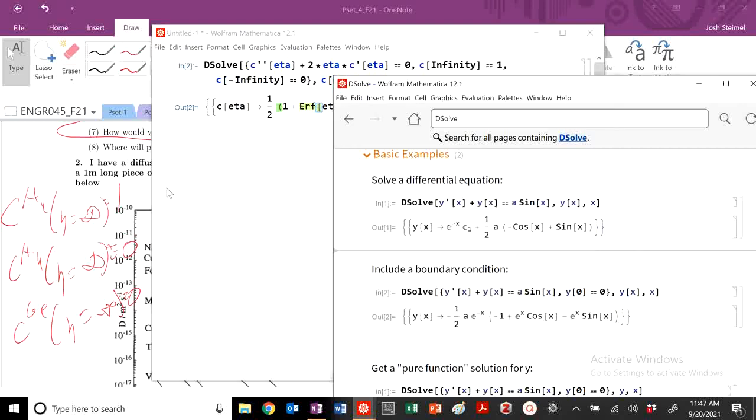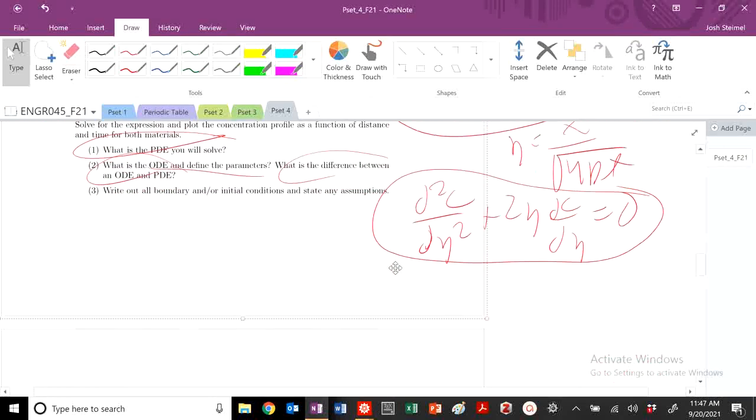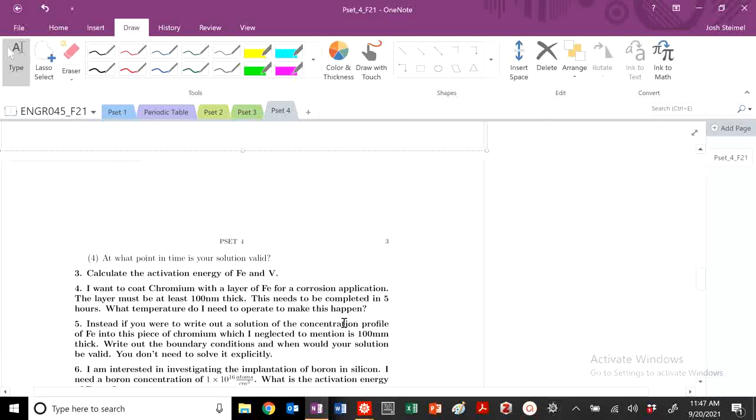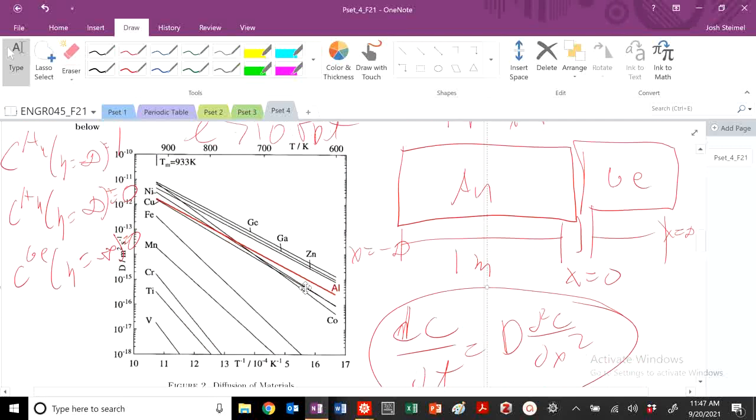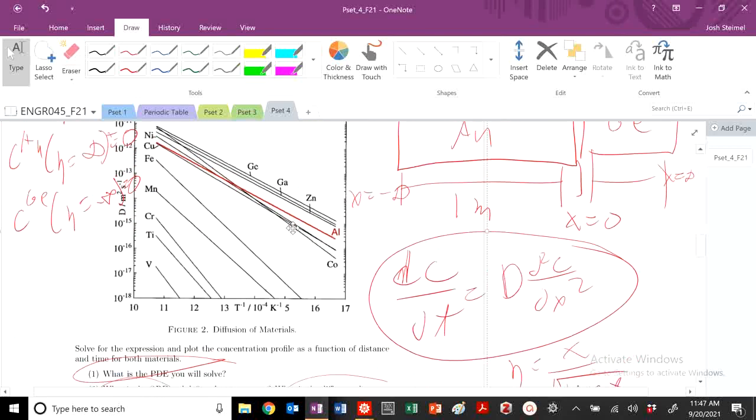Again, I know that eta equals x over root Dt, so I could start to plot those out for those different values. So my solution is valid until this length is greater than 10 root Dt, so really, until that diffuses a meter. So for my length and D and t, you can kind of figure that out.